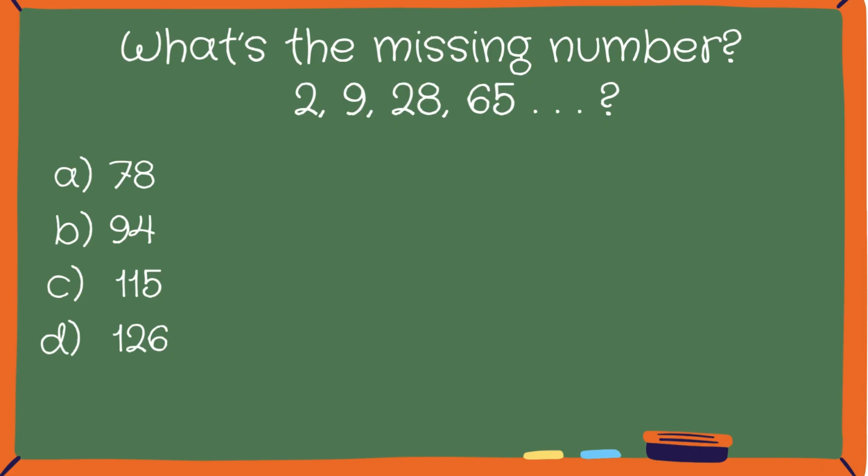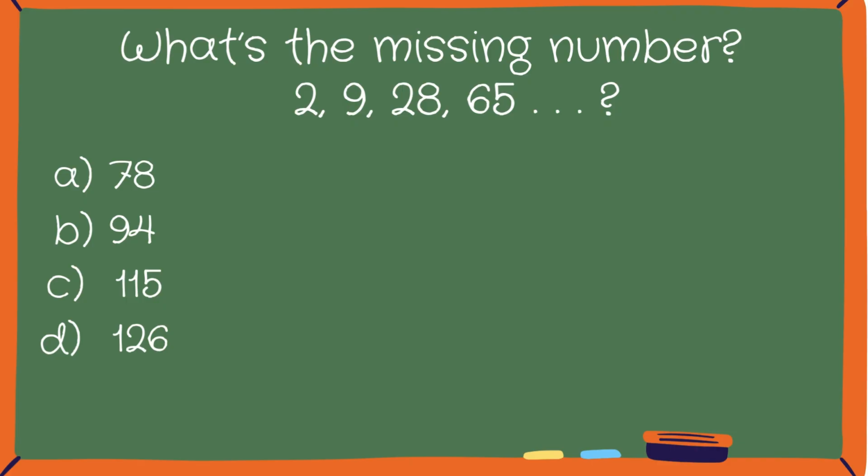You have to think about powers. Be careful. Let's think about powers. Look, 2 raised to the power of 1 is 2, 3 squared is 9, but 28 and 65 are not powers. So, thinking only about powers doesn't help much here. But I'm going to think outside the box a little.